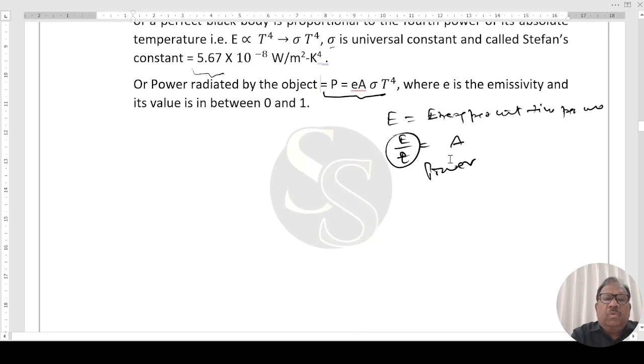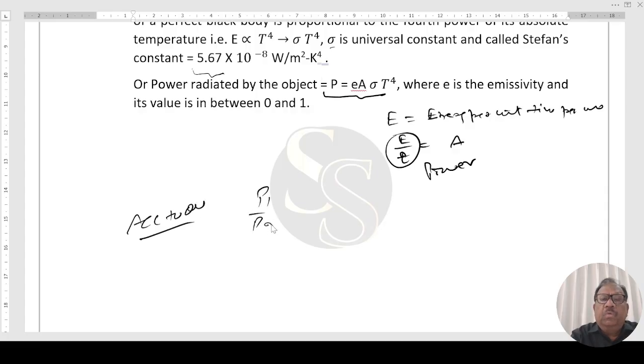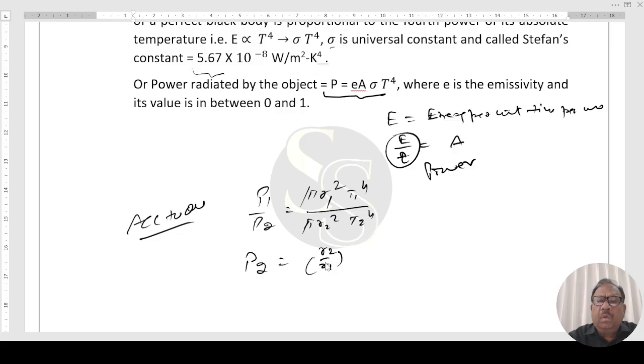Now, according to the question, P1 over P2 equals, same body, so emissivity cancels, area pi R1 square, sigma cancels, T1 to the power 4, divided by pi R2 square T2 to the power 4. So P2 will be equal to P1 times R2 upon R1 whole square into T2 upon T1 to the power 4. Substituting values.